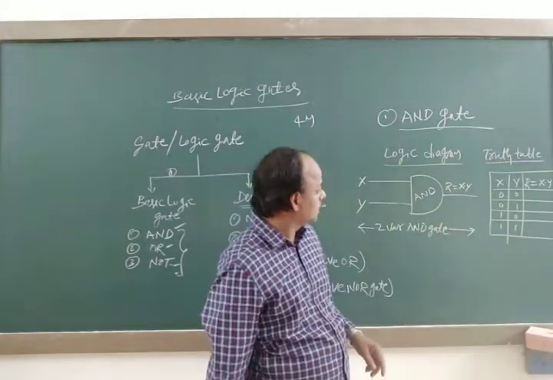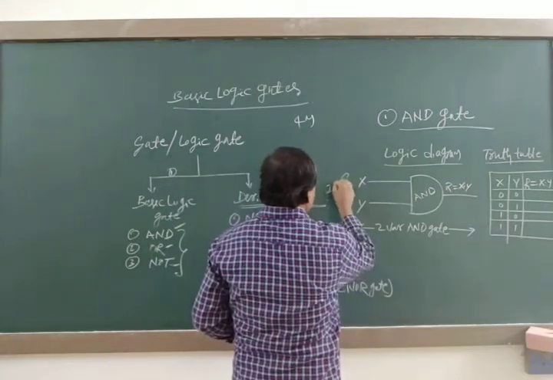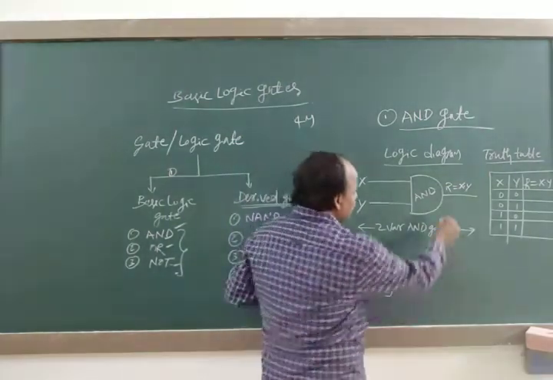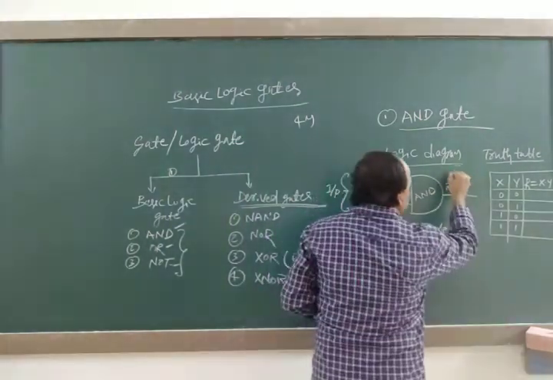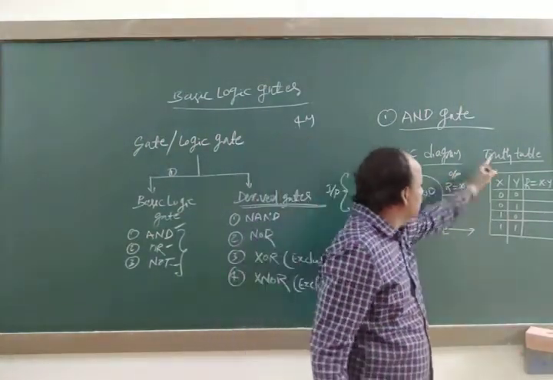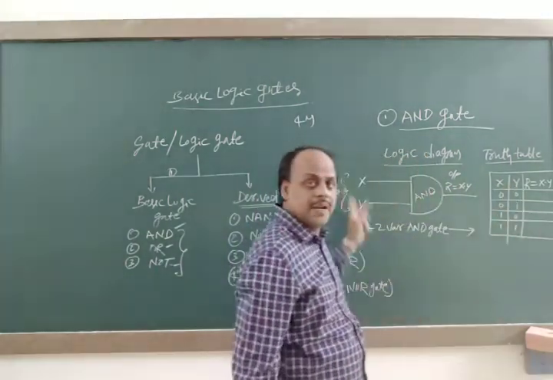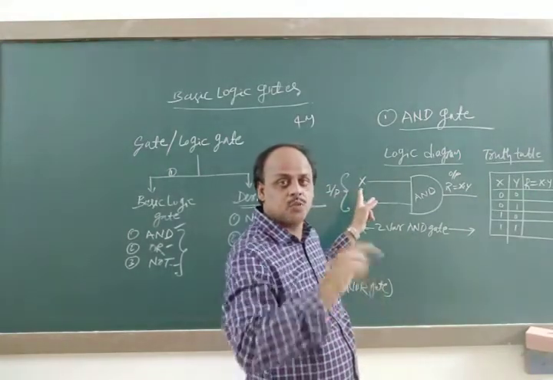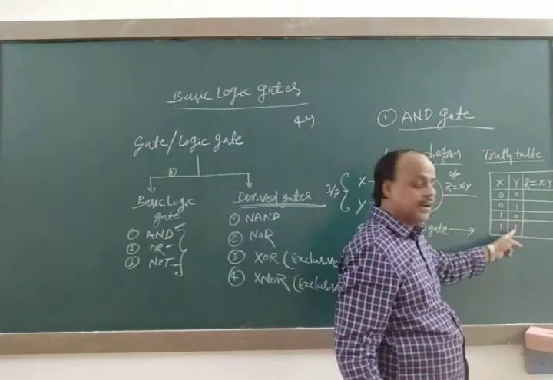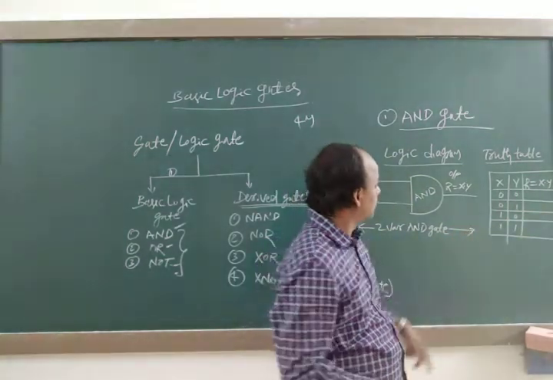See here, x and y are nothing but inputs, right? This R is nothing but the result, that is the output, right? So how to construct a truth table: consider first x and y are the inputs. Two variables are there, therefore how many combinations? 2 power n, 2 power 2, 4 combinations: 0 0, 0 1, 1 0, 1 1. We discussed the construction of the truth table in the last class.